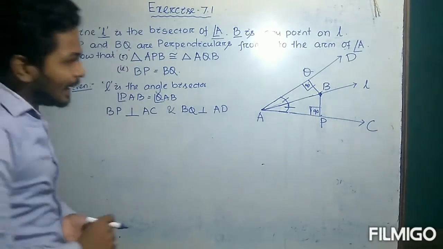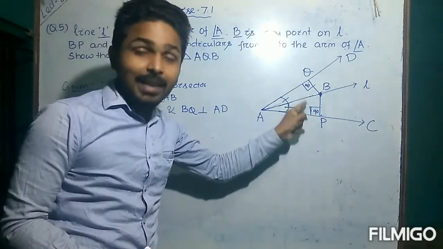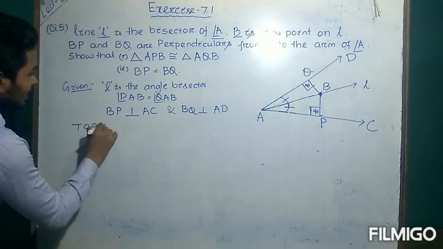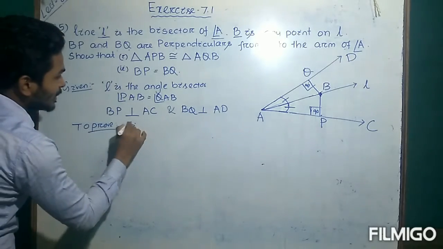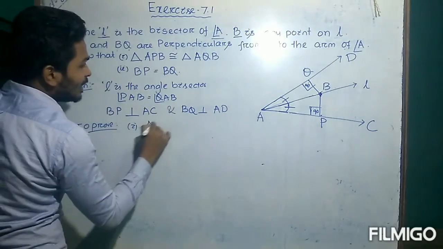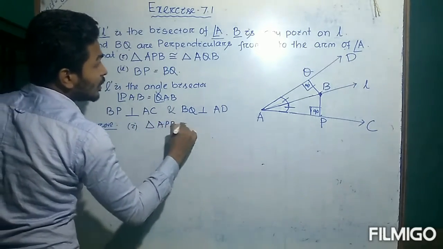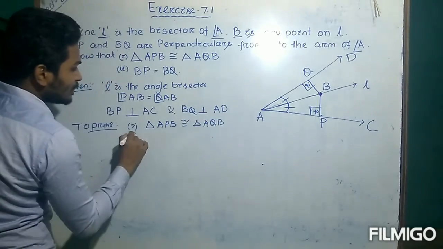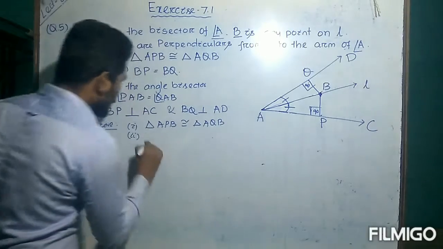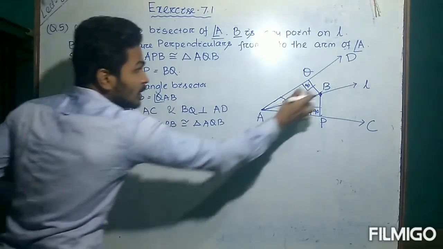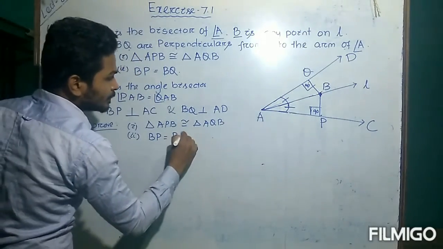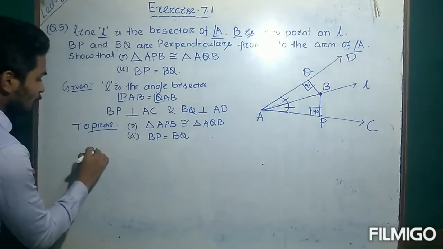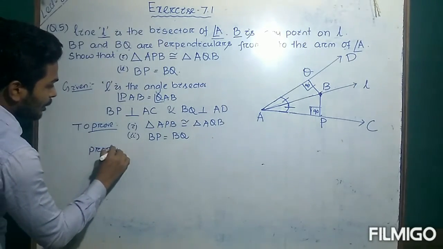Clear? Now we have to prove that these 2 triangles are congruent. So what to prove? Write it. To prove: first, that triangle APB is congruent to triangle AQB. And the second statement is that BP is equal to BQ. Always write them in proper order. Let's prove the first statement.